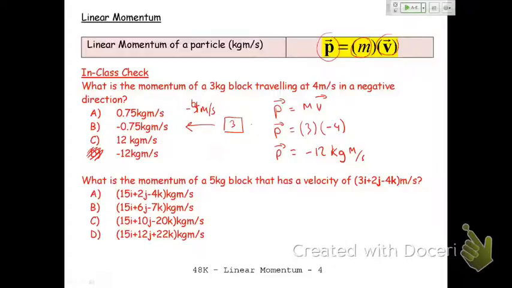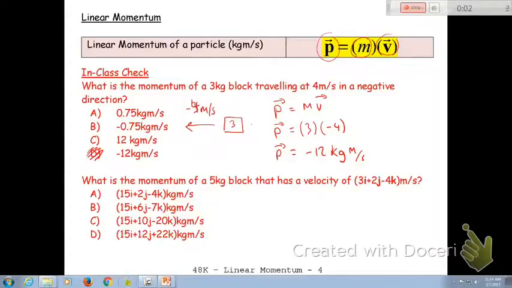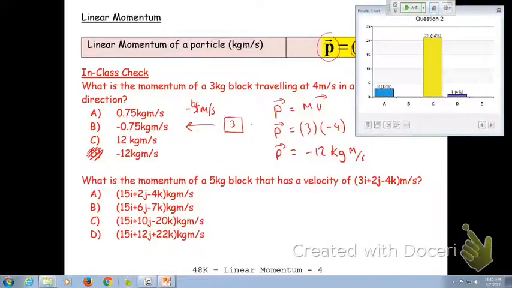So, following on from that, what is the momentum of a 5 kilogram block that has a velocity of that? So can you do that one for me, please? Okay. So we're back, and let's have a look and see what people said. Mainly C. Let's have a look at this.